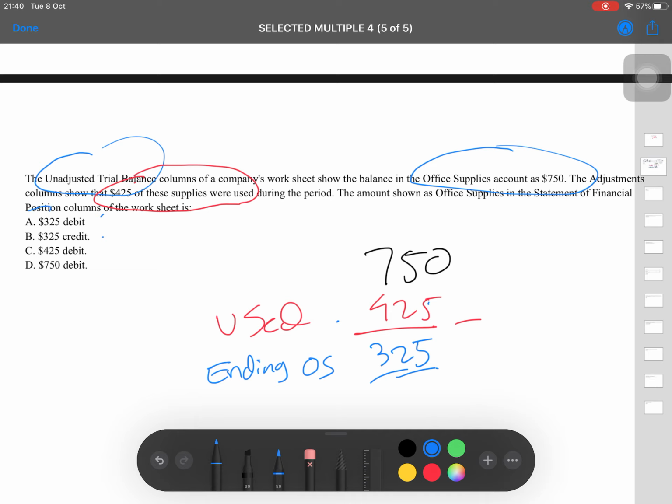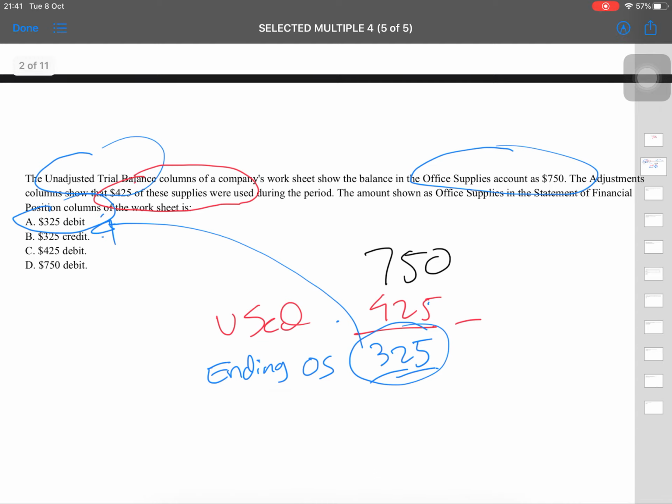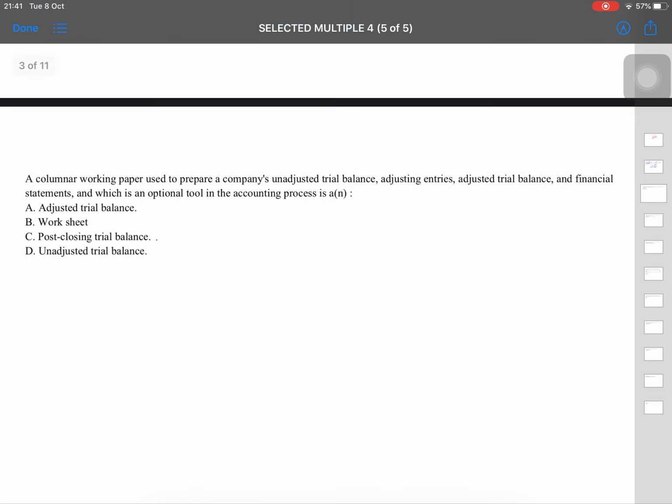So here we have 325 for option A and B, but which one is the best answer? You should answer A, 325 debit, because the normal balance of office supplies is debit. If you choose B, 325 credit, it means that your office supply decreased by 325, but in this case 325 is the ending balance of the office supplies. So you should answer A, 325 debit. Okay, finished with this one. Let's continue with the second question.